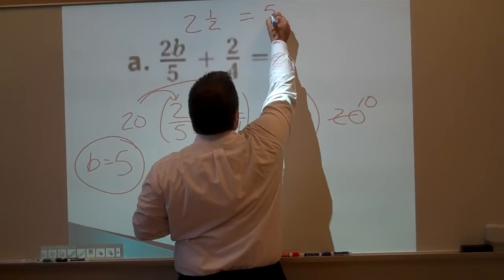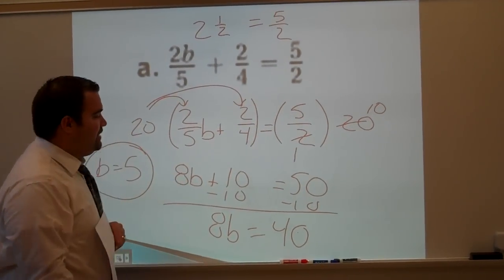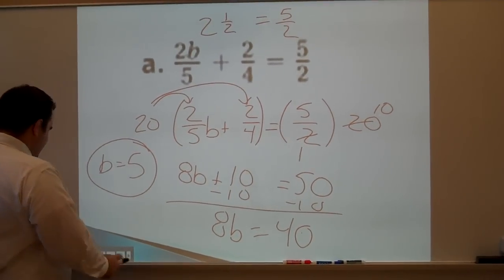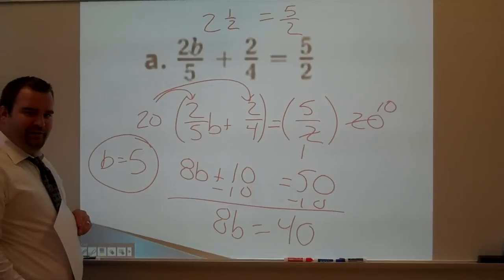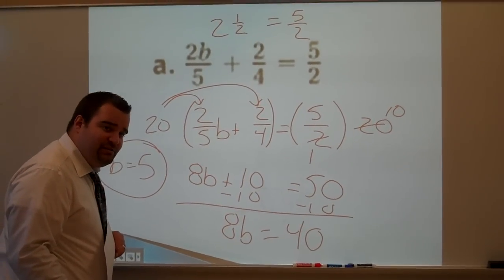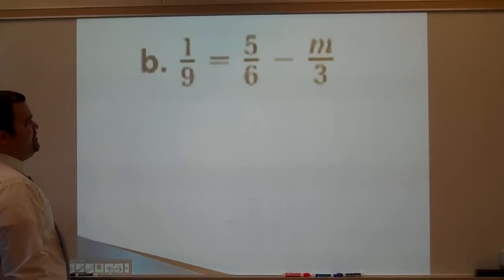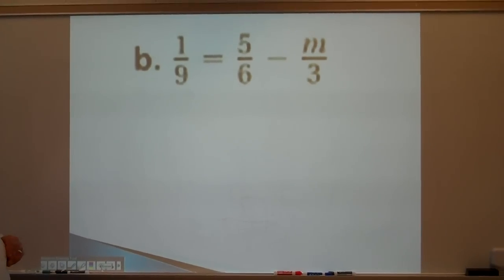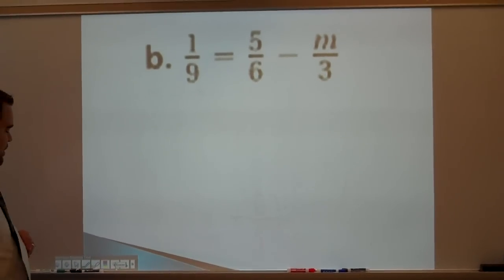Oh yeah! That sure does check out. Dare I say, we are math geniuses? Letter B, 1/9 equals 5/6 minus m over 3.